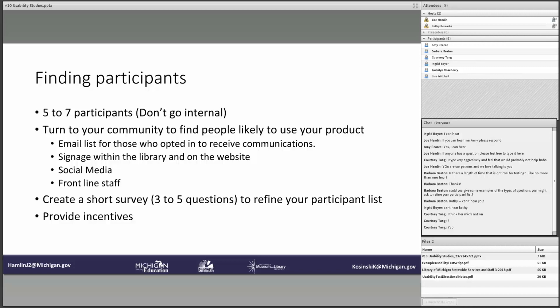And then Barbara asked for some examples of types of questions you might want to ask to refine your participant list. So to use the example of us trying to look for non-digitally literate people and whether they can figure out how to use a self-checkout machine, you're not going to want to use an online survey because they're not going to be the ones taking an online survey. So that would be an example of a paper survey. But then in terms of questions, if you're looking for seniors specifically, you're going to want to ask, what age range are you from, and give them different ranges, things like that.